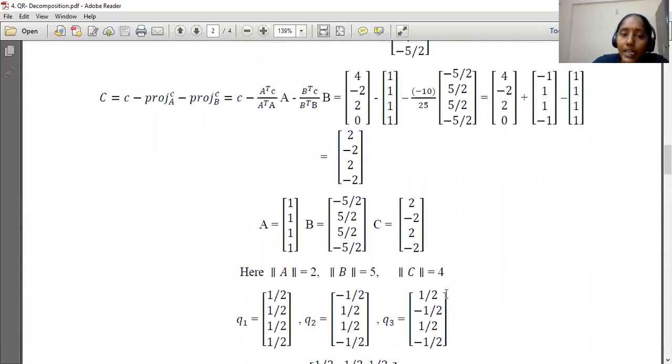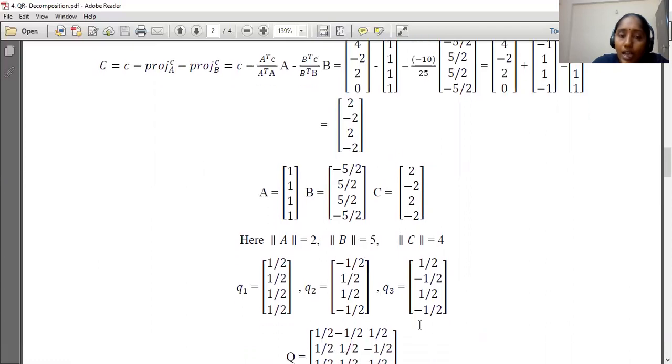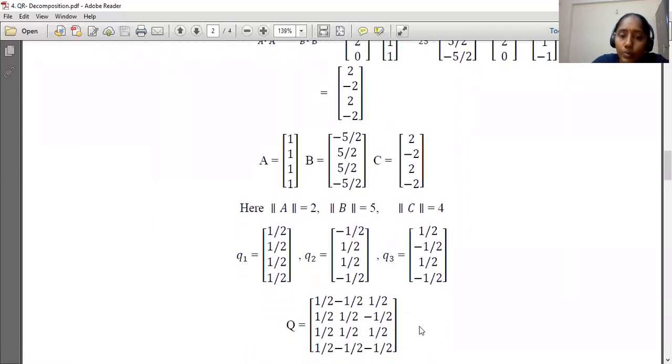Now, divide each orthogonal vector by its length. The normalized orthonormal vector means A by norm A, A divided by the length of the vector. Just find Q1, Q2, Q3. These vectors are the orthonormalized vectors. Just write these as columns of a matrix Q. This is your matrix Q, which is orthogonal.